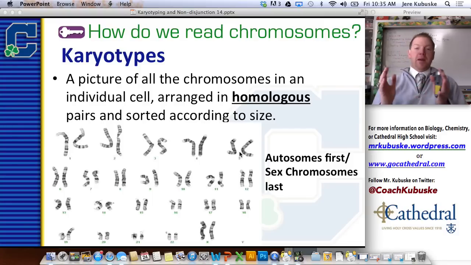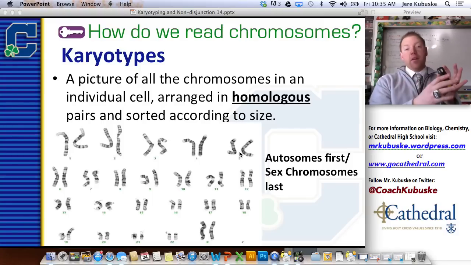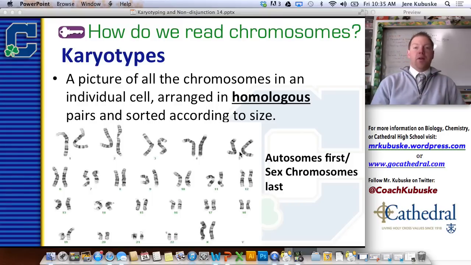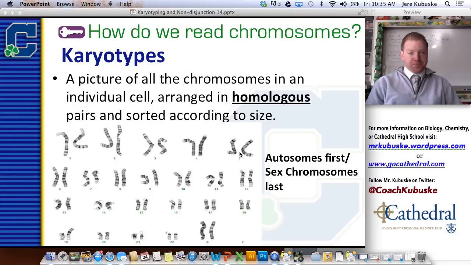A karyotype is just a picture of the homologous chromosomes paired up. Again, we go from autosomes, which are the chromosomes that control everything about your body, biggest to smallest, paired up, and then the last two we put on there are the sex chromosomes. We're either going to put them homologous, which means XX, or non-homologous, which means XY.